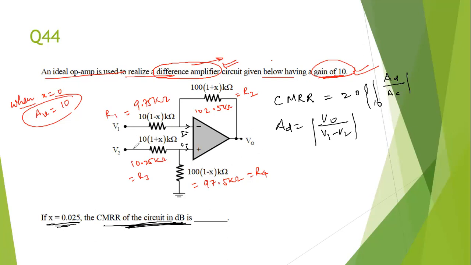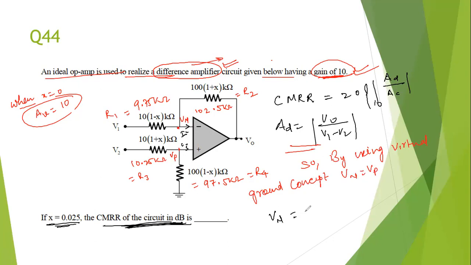Now we have to find V0 upon V1 minus V2. So just apply, let's say this is your potential. This is equal to Vp and this potential equal to Vn. By using the virtual ground concept, Vn equal to Vp. So Vn equal to what? R4 upon R3 plus R4 into V2. This is your Vn. Okay.